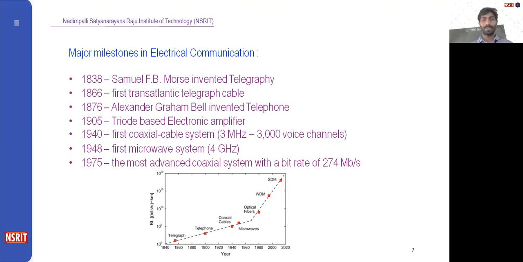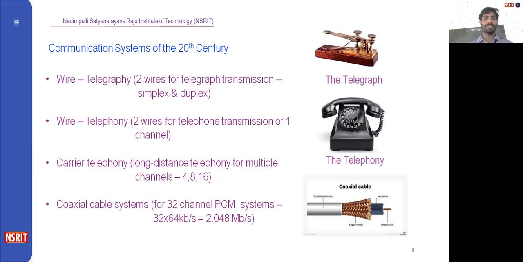Okay, and then we went for optical fiber. In optical fibers, in order to increase the data rate further, we went for WDM, wave division multiplexing techniques. And this wave division multiplexing technique was introduced in the year 2000. Now, coming to the different systems of the 20th century, the first is wire telegraphy. Two wires for telegraphy transmission, that is simplex and duplex.